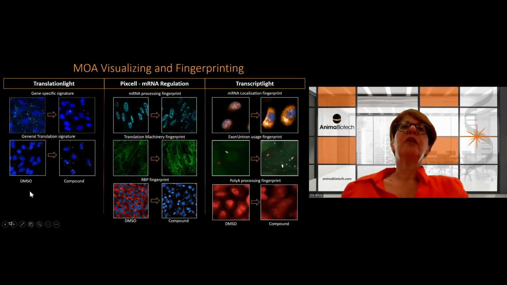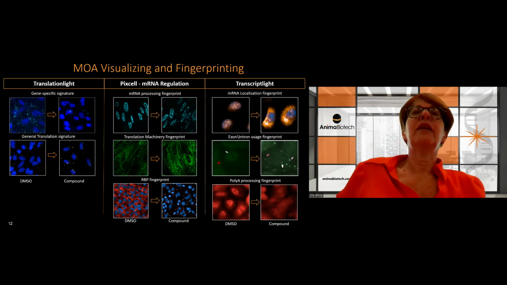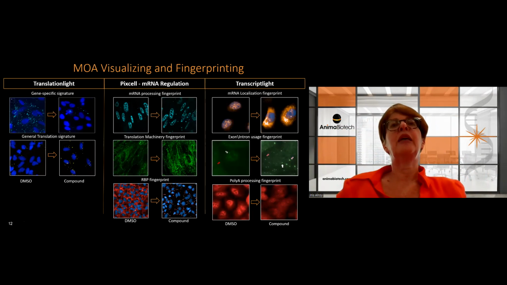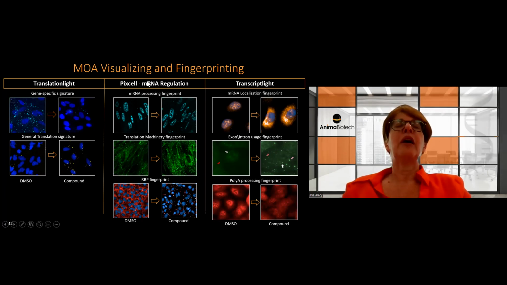To support this, the high content modality of our platform enables a quick understanding of the mode of action and identifying the target for our project. We have also developed additional modalities to complement our screening assay, which is the translation light modality. And we have developed 2 modalities, which we acronym Pixel and Transcript light.